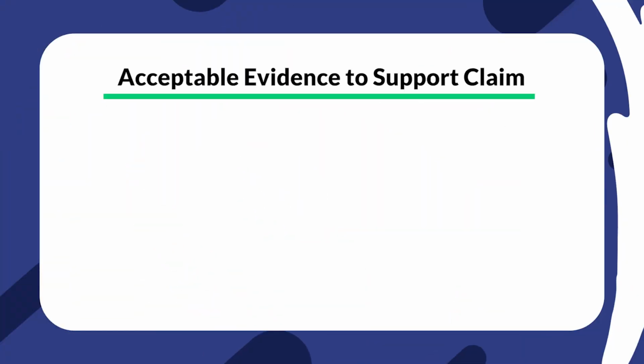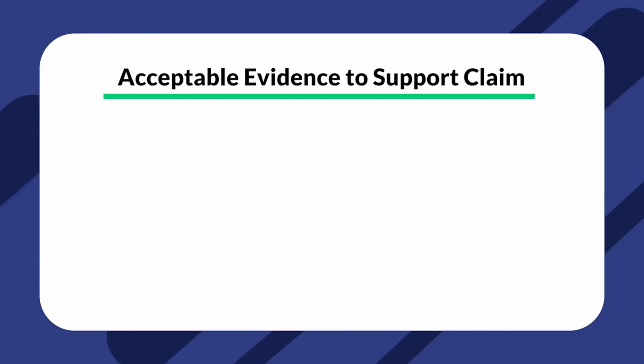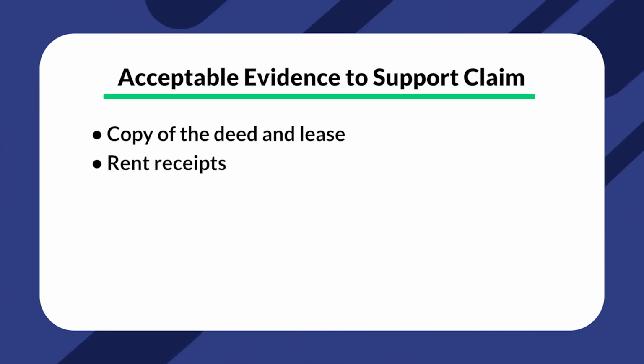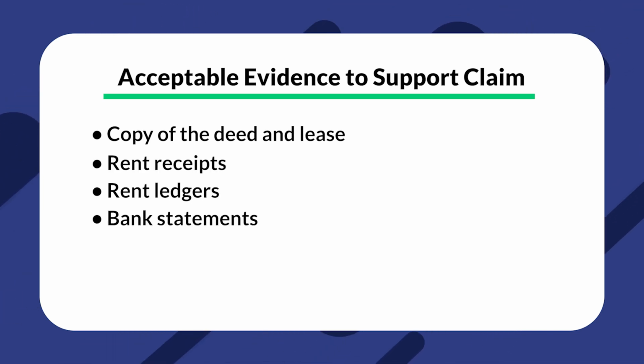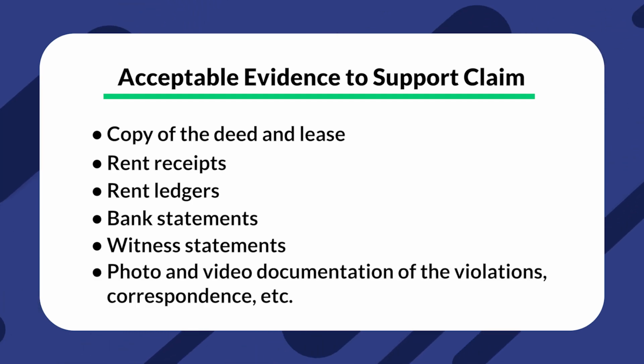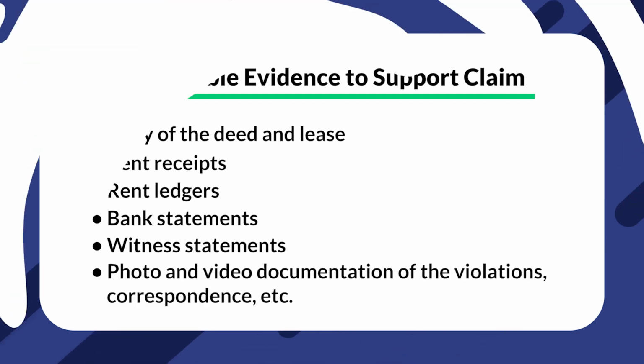Along with the tenant, the landlord has to support their claim with evidence and show it to the judge on the date of the trial. This includes, but is not limited to, the following: copy of the deed and the lease, rent receipts, rent ledgers, bank statements, witness statements, photo and video documentation of the violations committed by the tenant.